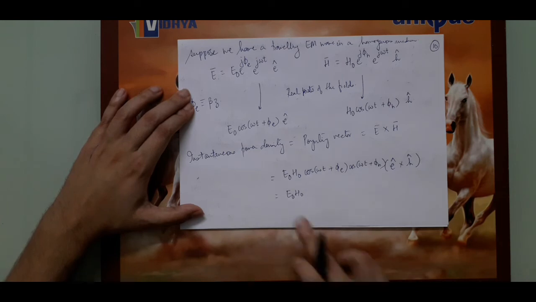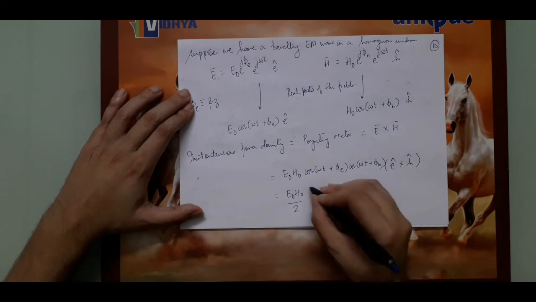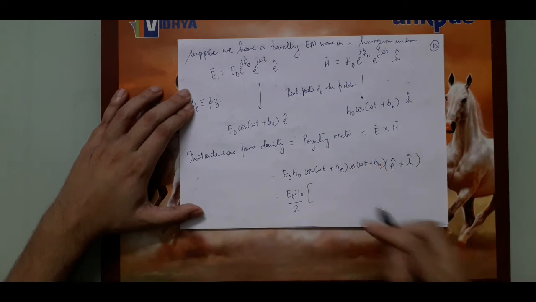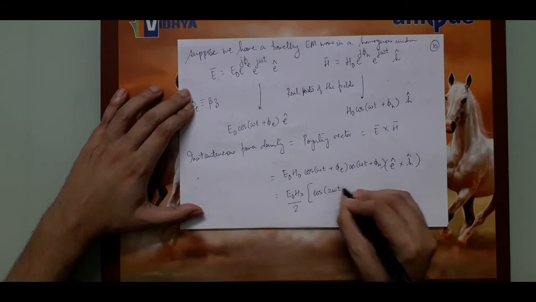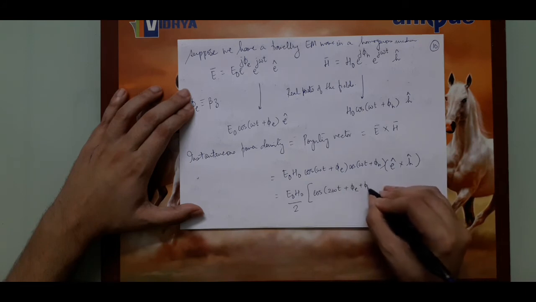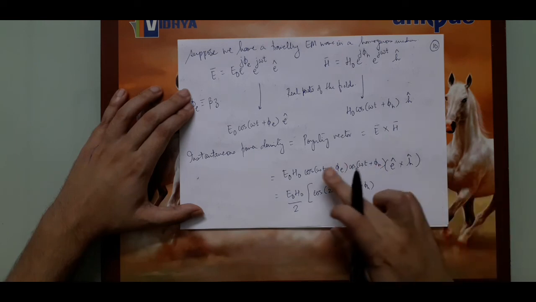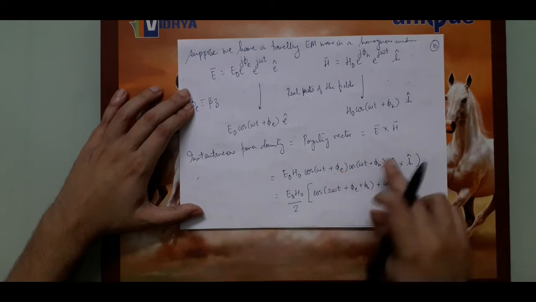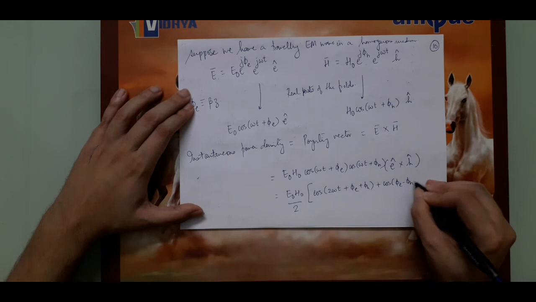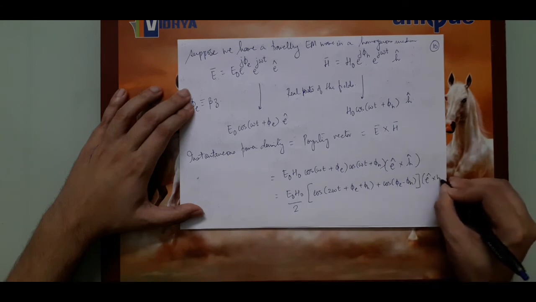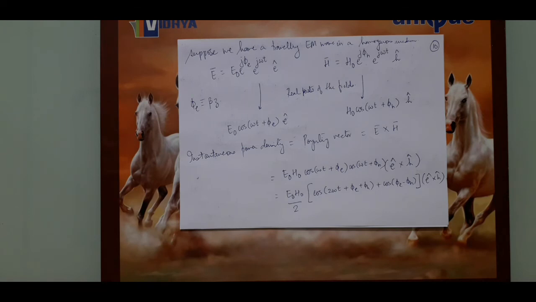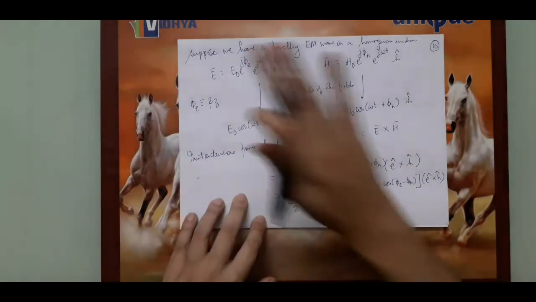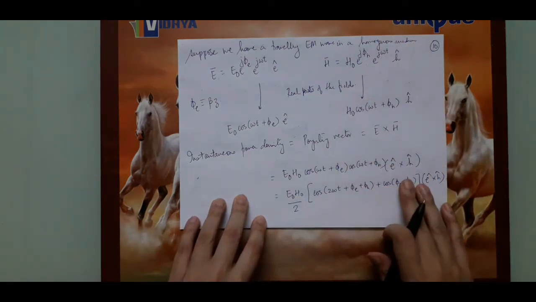We can represent them using a sum of cos, which is nothing but E0 H0, I will have a 2 outside as half. So one will be the sum, that is cos 2 omega t plus phi e plus phi h. The other will be a difference. So omega t and omega t will cancel, leaving us phi e minus phi h times E cross H. So this is the instantaneous power density. Whatever be the values of the E field, H field, the phases, you will have to substitute them here and get it.